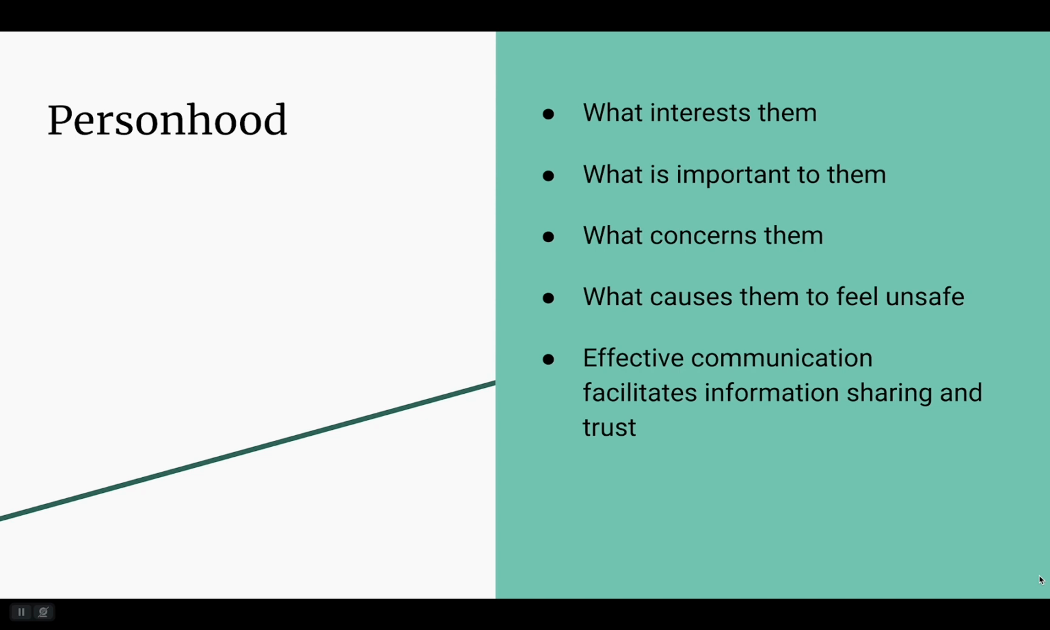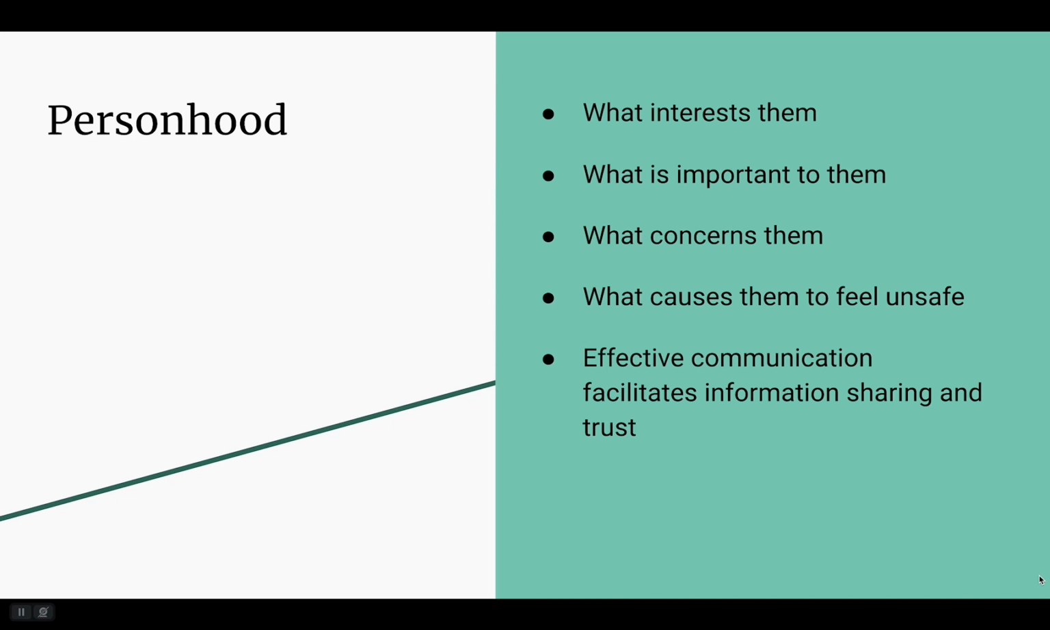A nurse aide can focus on an individual's personhood by spending time communicating with them and finding out what interests them. What is important to them? What concerns them? And what causes them to feel unsafe? It also includes asking each person how they would like to be addressed, as well as avoiding demeaning terms like honey, sweetie, or sweetheart. Promote their dignity by using age-appropriate words and avoiding words like diaper, bib, potty, or feeders.